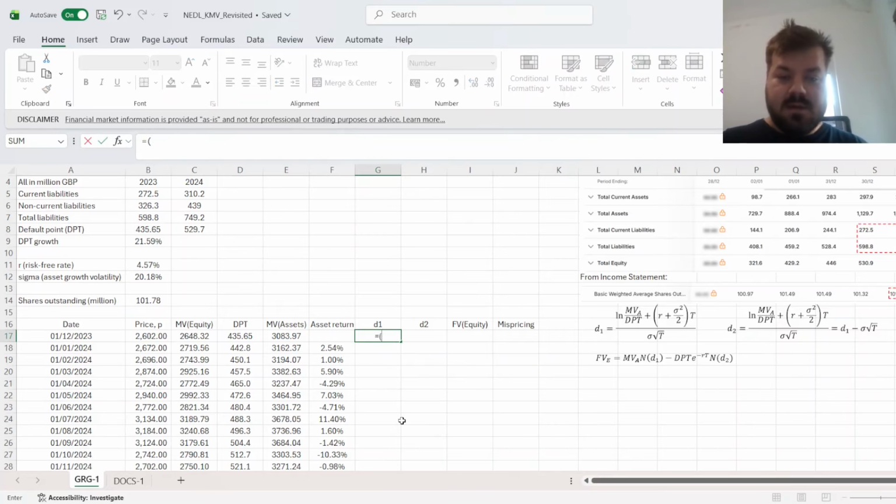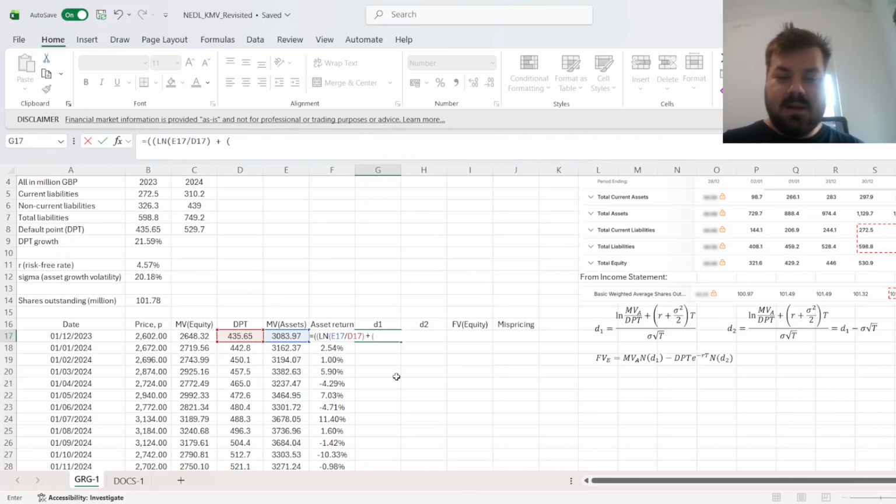So for D1, we need to calculate a ratio between, in the numerator, the natural logarithm of market value of assets over the default point. In Black-Scholes, that's current spot price over the strike. For us, the current spot price is the current market value of assets, and the strike price is an equivalent of it, the default point.